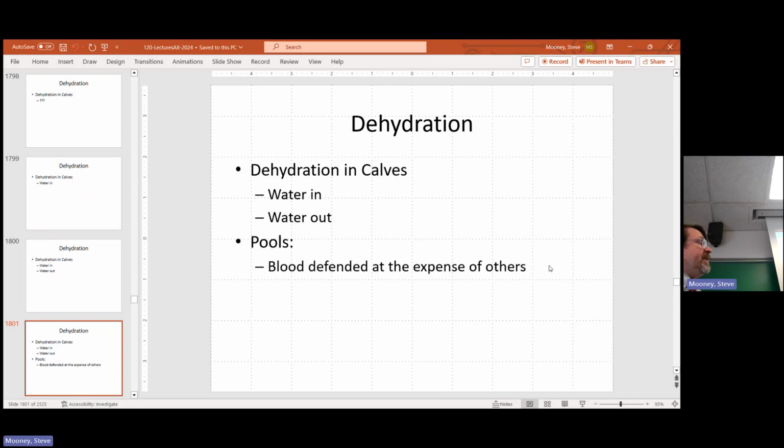So blood is going to be defended. The volume of blood is going to be defended at the expense of all others. What might be an advantage for that? What happens if I don't defend the blood volume? I steal blood, liquid, water from the blood and maintain my other ones.